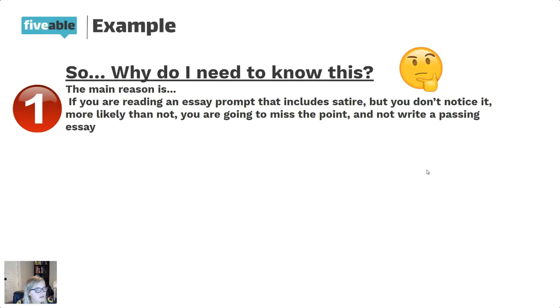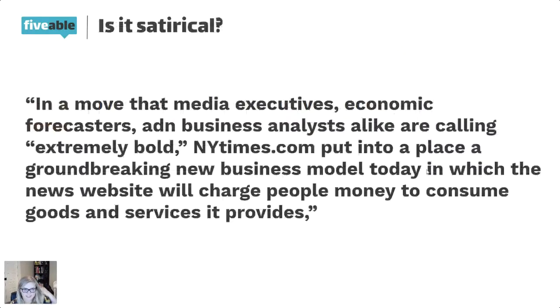Okay, so we're going to go through these and guess if they're satirical or not, just so you can get used to seeing it. In a move that media executives, economic forecasters, and business analysts alike are calling extremely bold, NYTimes.com put into place a groundbreaking news business model today in which the news website will charge people money to consume goods and services it provides. Does that sound more satirical or informative to you?